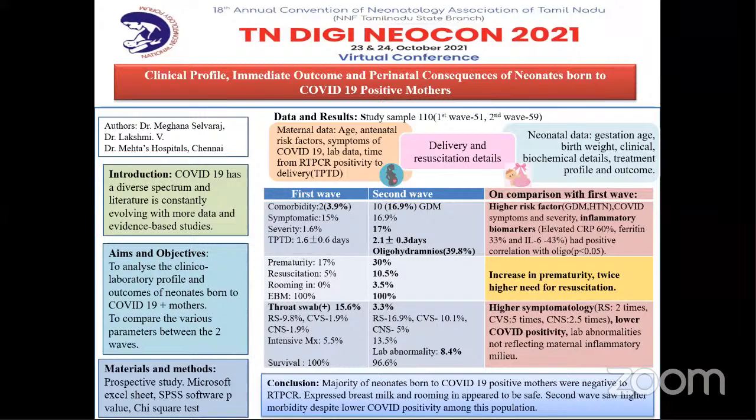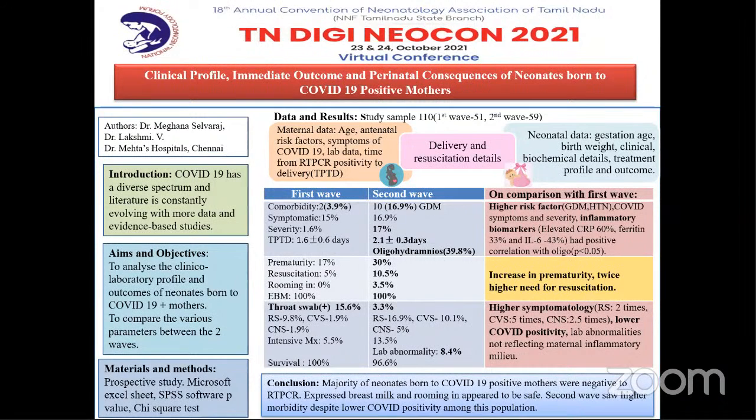Ours was a prospective study started in March 2020, and we took it up to July 2021. By the end of the study, we compared retrospectively the data between the two waves. Maternal data included the age, antenatal risk factors, comorbidities, symptoms of COVID-19, the lab data, and time from COVID RT-PCR positivity to delivery. The delivery and resuscitation details were documented. Natal data included gestational age, birth weight, clinical and biochemical details, treatment profile, and outcome. Since there are multiple parameters here, I'm highlighting only the significant ones.